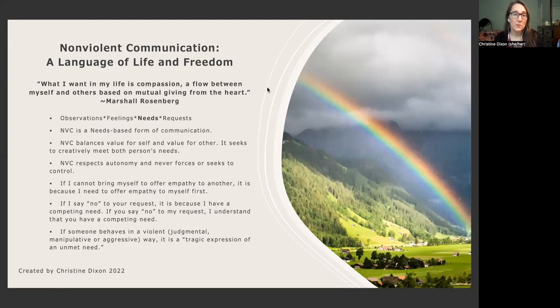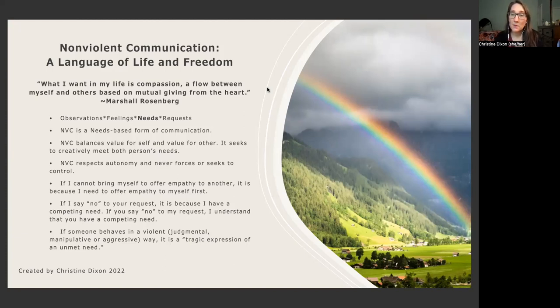I like this quote from Marshall Rosenberg that says, "What I want in my life is compassion, a flow between myself and others based on mutual giving from the heart." And as you'll see later, we always give from overflow. When our needs are being met, we will naturally give to other people. When we do not feel like giving to someone else, it's not because we're a bad person. It just means that our needs are not met. But if and when our needs are met, we will give to others.